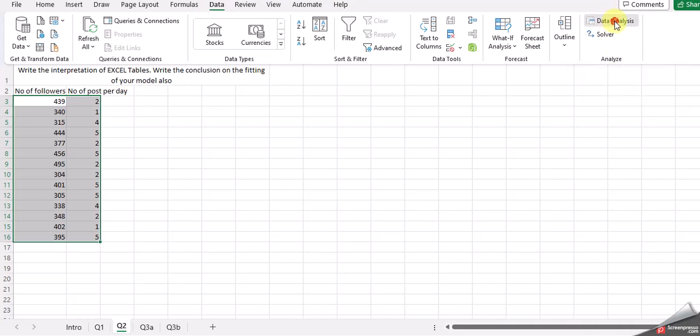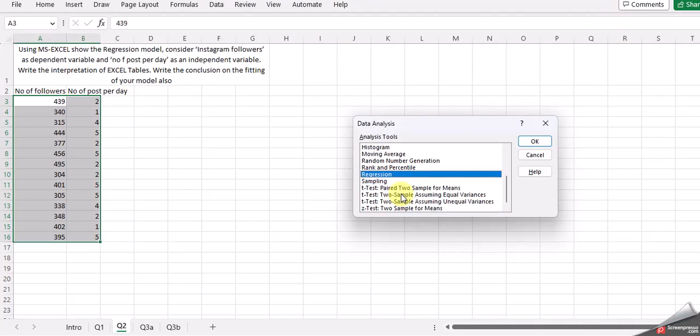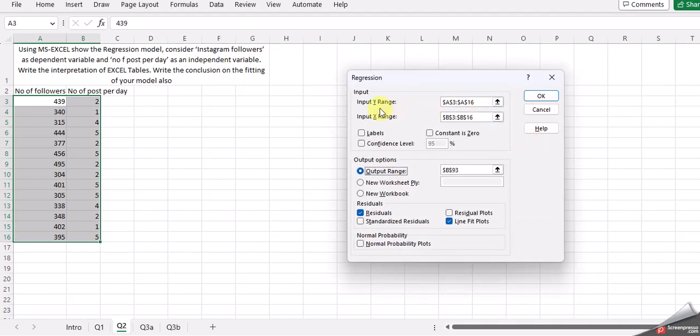How you can use this is select this data, go ahead with data. Here you have a data analysis. Click on it and you can scroll down, you'll get a regression. Just select on it, click on OK. Now I have mentioned input y, input x. X is going to be independent. So our independent variable is number of posts.